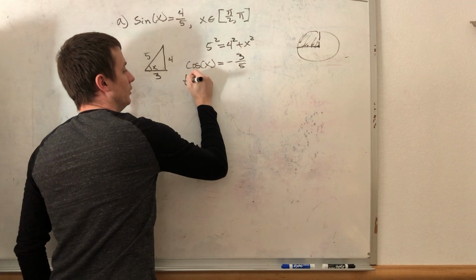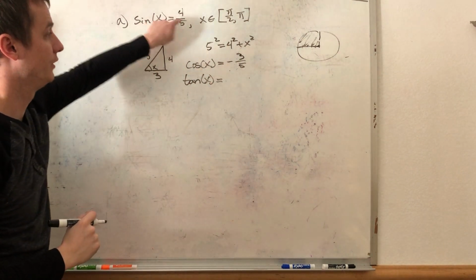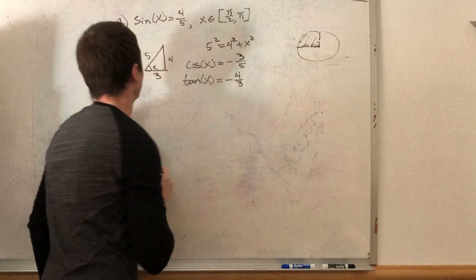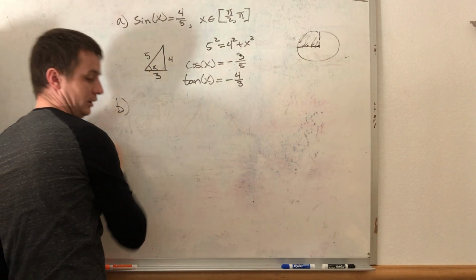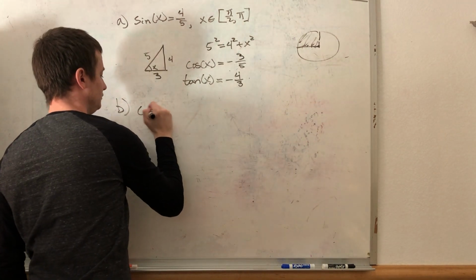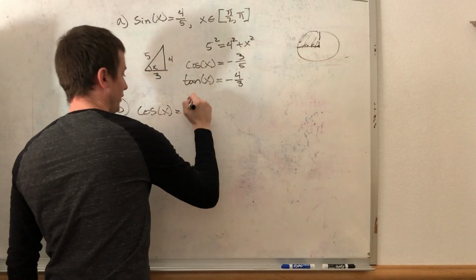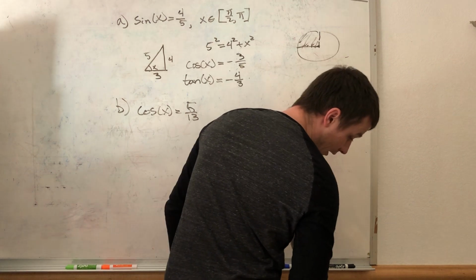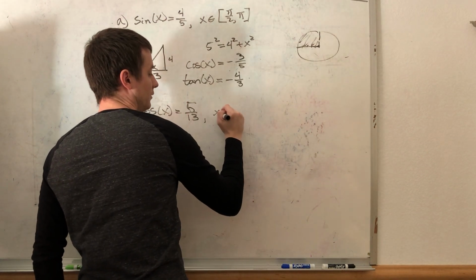And then finally, tangent of x is sine of x over cosine of x. So 4/5 divided by negative 3/5 is negative 4/3. And that's part A. Part B is something similar. For B, our given is that cosine of x is equal to 5/13, and x is between negative pi halves and 0.